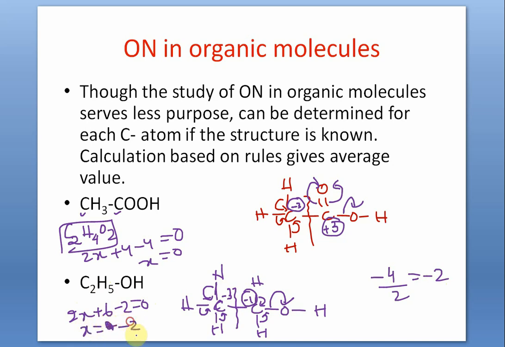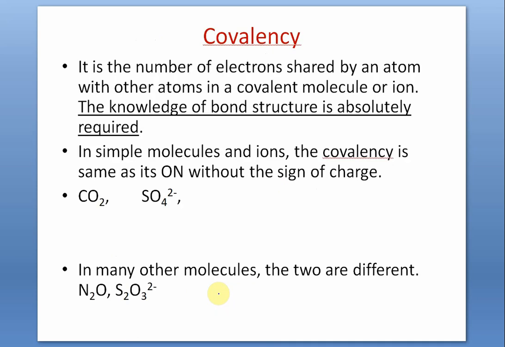X is equal to -2. Right? But each carbon has a different oxidation number. This is -1, this is -3, and this is -1. Right? Now the last one.